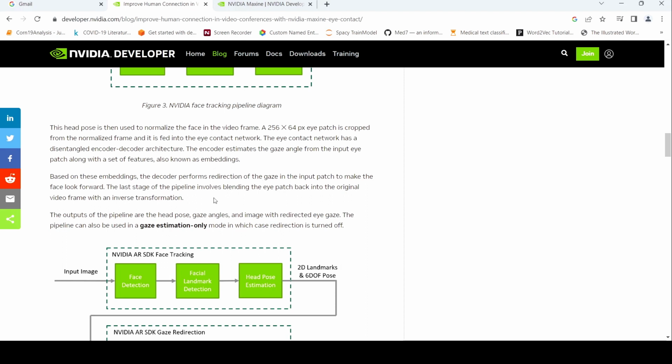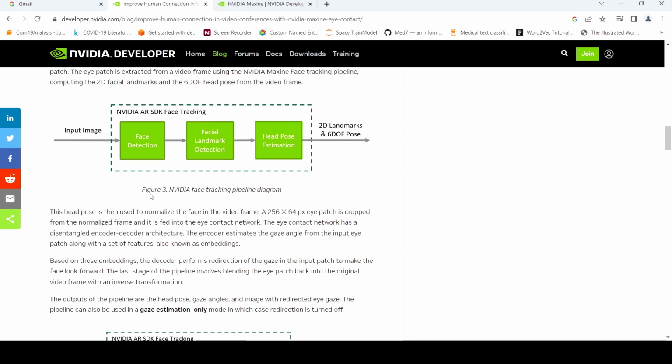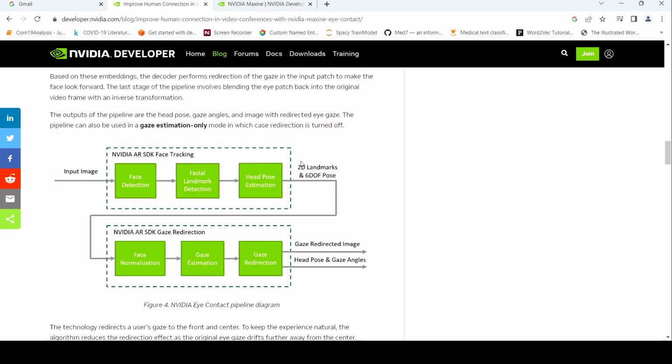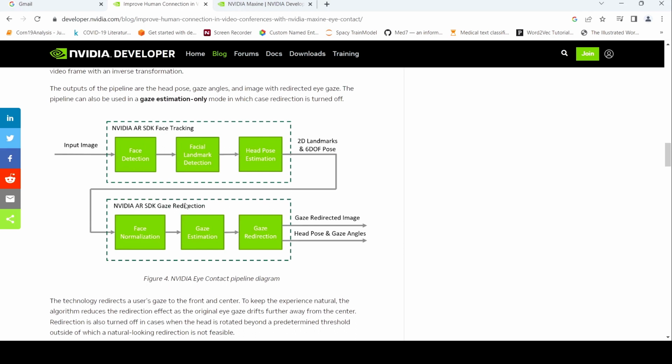The last stage involves blending this eye patch into the original video frame with an inverse transformation. That is the idea over here. So you have the original image from which face detection, facial landmark detection, and head pose estimation is done. Then there is this eye contact network which looks at this eye patch, estimates the gaze angle, and then corrects the gaze angle to make it look as if he or she is looking into the camera, and then based on that redirection is done. So this is a complete pipeline, the eye contact pipeline.